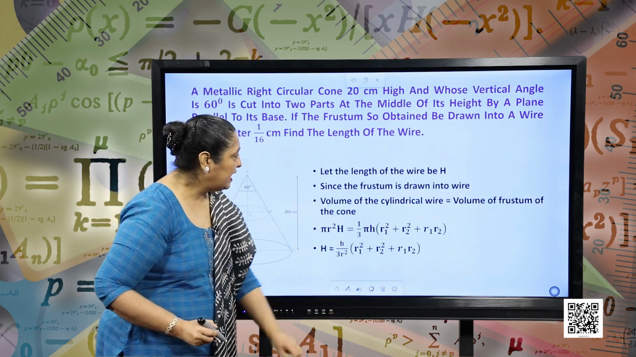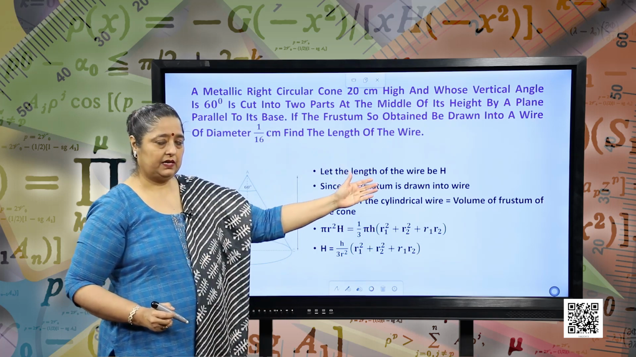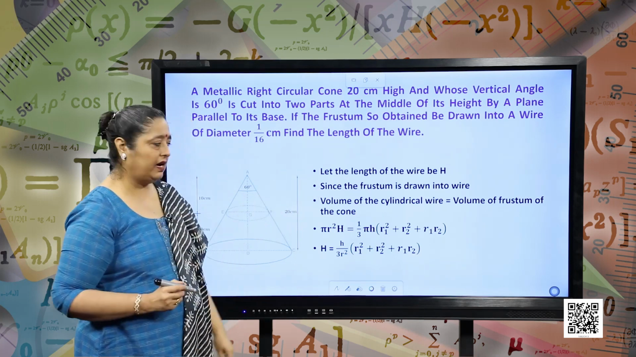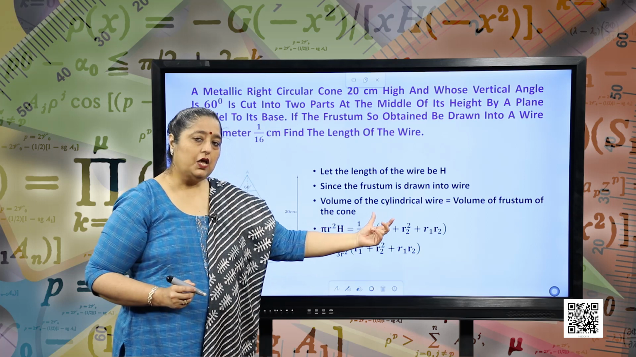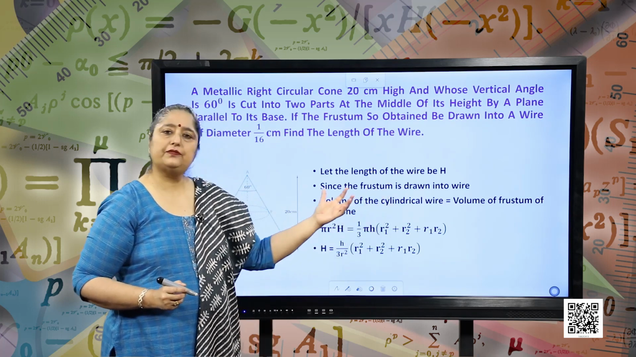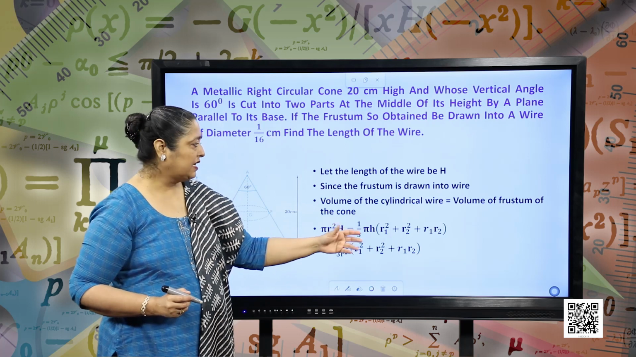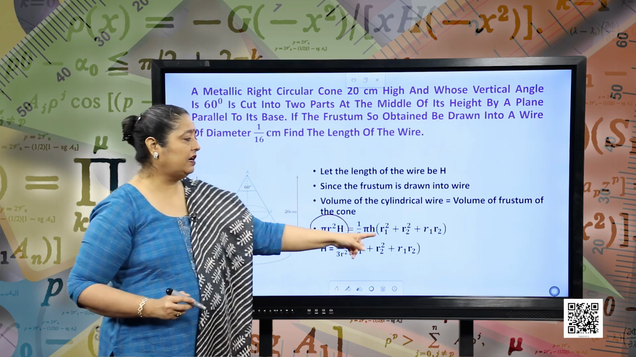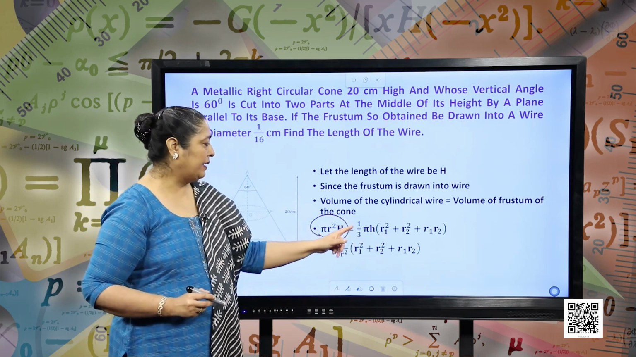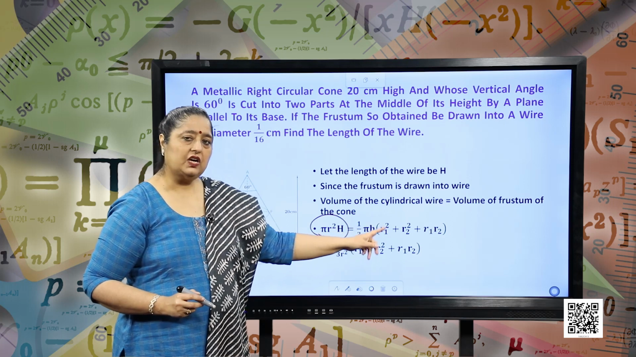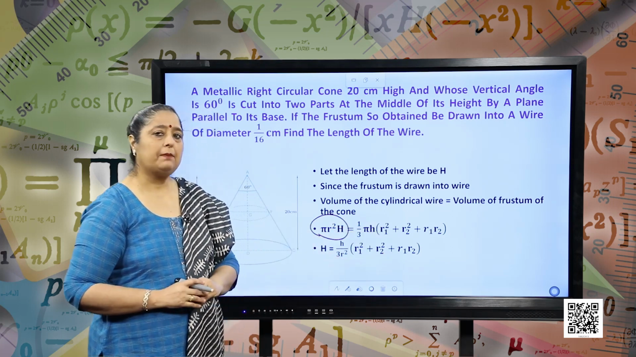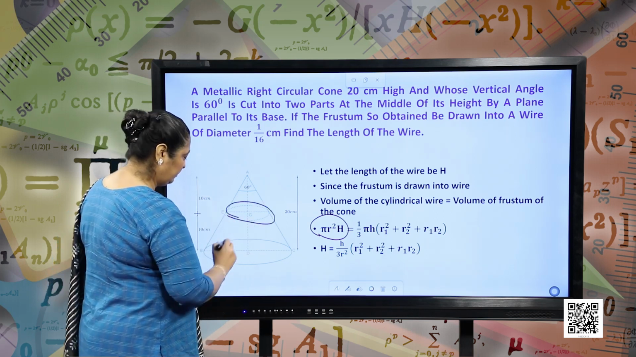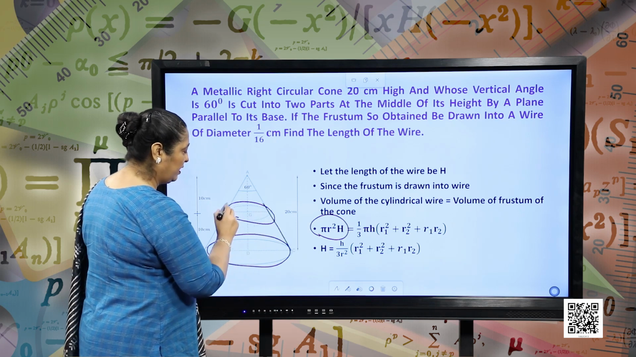Now, let us move forward and see the length of the wire. The length of the wire, let it be capital H. Since the frustum is drawn into the wire, the volume of the wire will be equal to the volume of the frustum of the cone. We will put the formulas. Volume of the cylinder is pi r square h and this is the volume of the frustum, that is 1 by 3 pi h bracket r1 square plus r2 square plus r1 r2. R1 and R2 are the two radii of the circular ends.